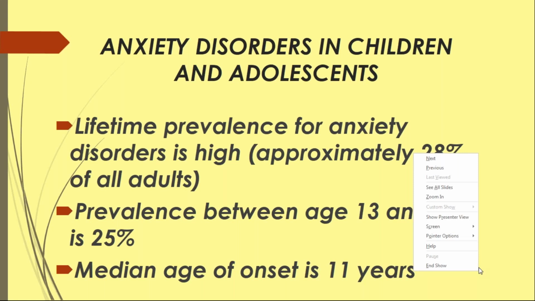The lifetime prevalence for anxiety disorders is high. Now, this is throughout the lifespan. About 28% of adults will have an anxiety disorder at some point in their lives. And the prevalence between those ages 13 to 18 is 25%. That's over the course of their teenage years. That doesn't mean in any one year that 25% of teenagers will have anxiety, but over the course of the teenage years, about 25% will experience anxiety. And the median age of onset, meaning the age at which 50% have experienced anxiety, is 11 years of age.